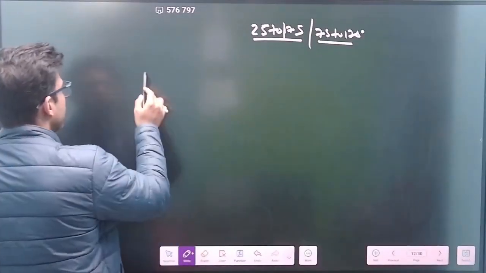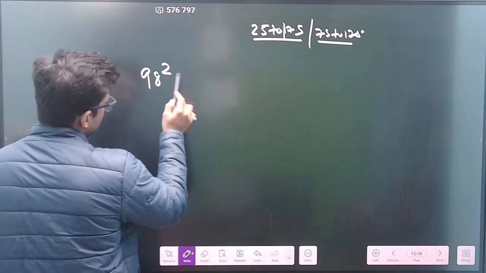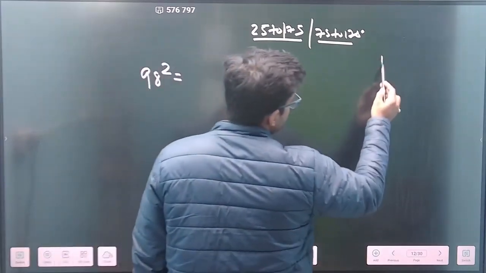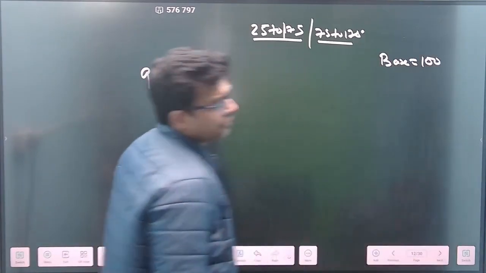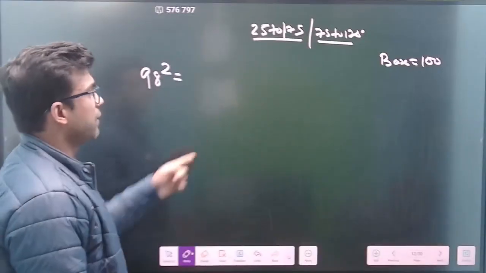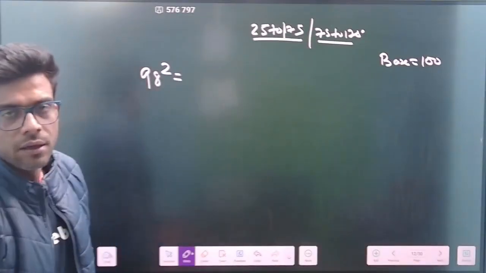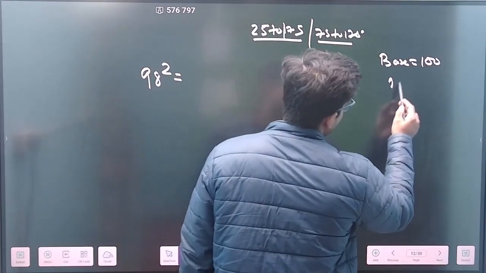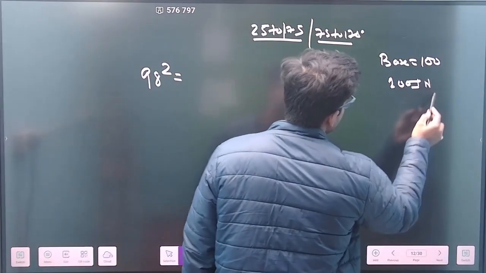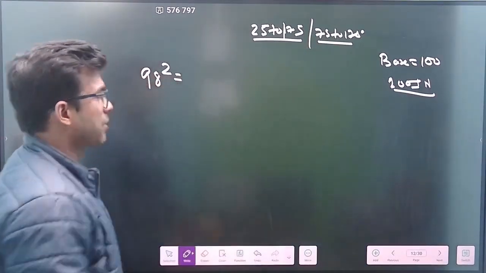Suppose I want to find out the square of 98. Now here the base will change. Earlier the base was 50, here the base is 100, correct? And then again you need to do 100 plus or minus n.